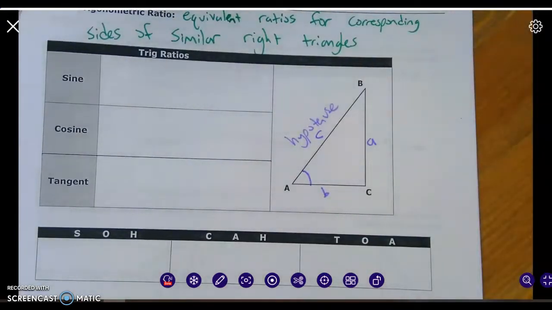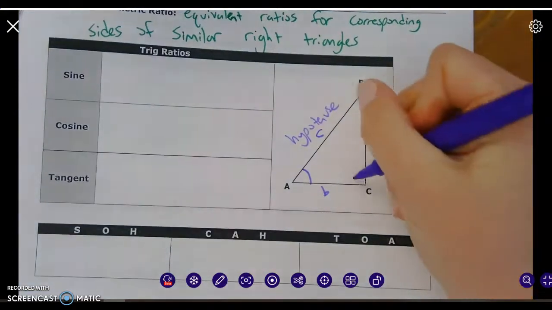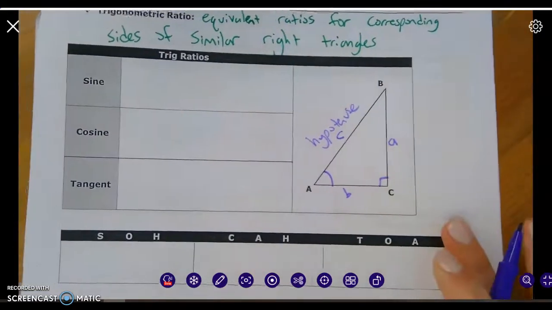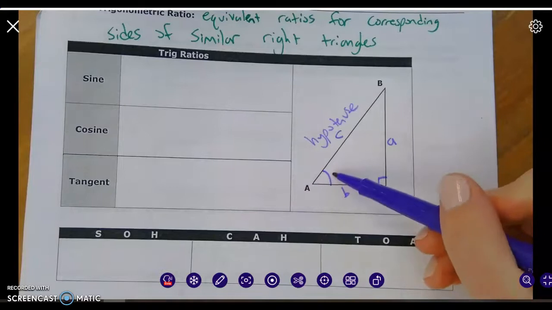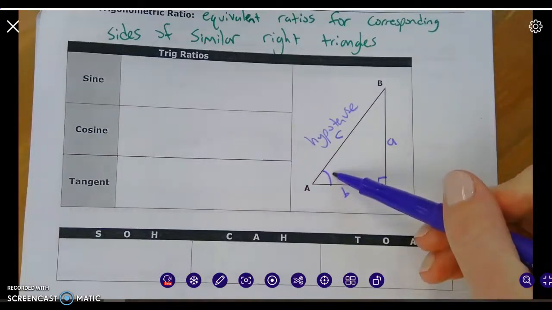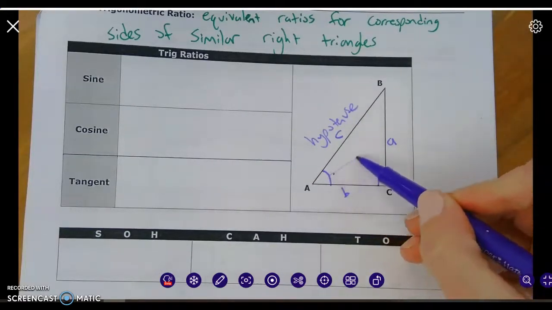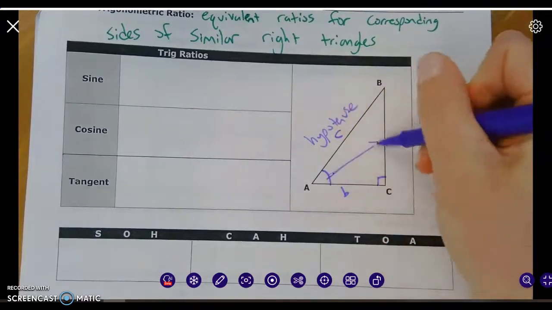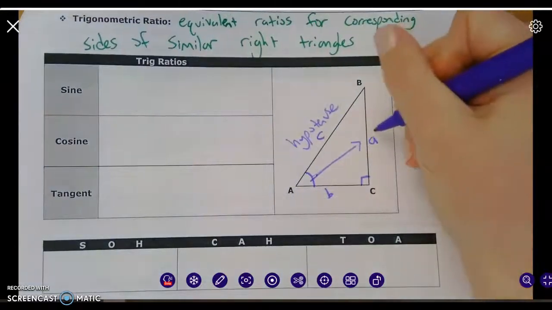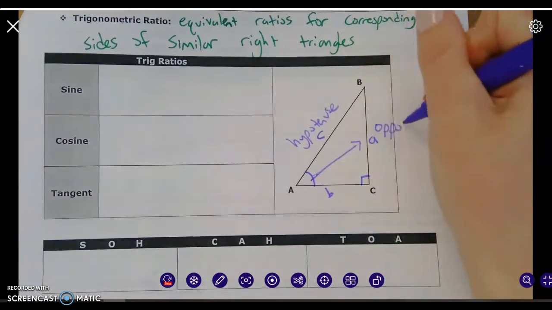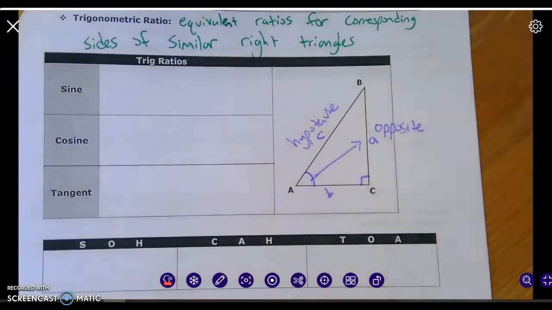We should know that by now, where the hypotenuse is. That has stayed the same this whole unit. Now here's where we get two different labels. Put your pencil on your arc and draw an arrow across from that arc. That side is what we're going to call opposite, because it is across from that angle. Questions about that?